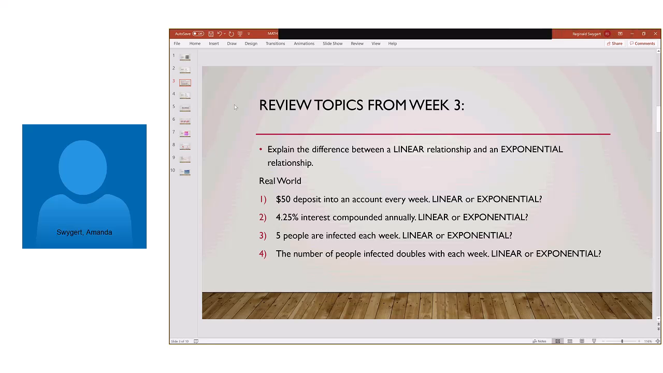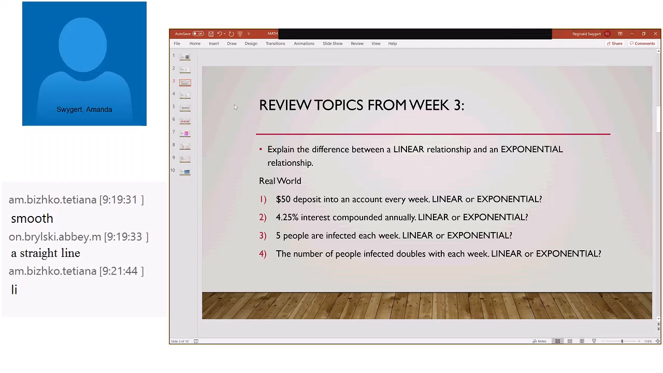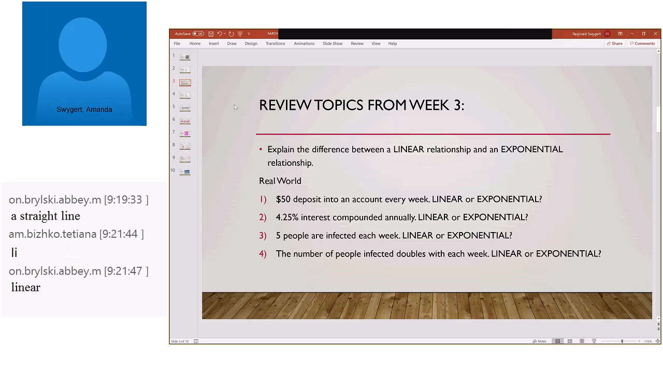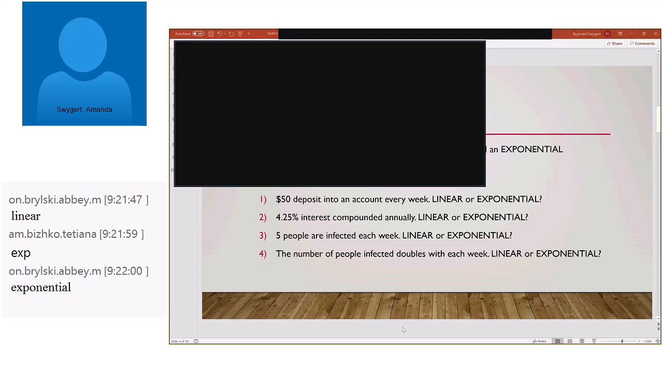How about 5 people are infected each week? Linear. Very good. Regardless of the number of people that are infected, this would be saying that you're going to add on 5 people to that list every single week. That's a constant change. How about the number of people infected doubles? Good, that's going to be exponential, okay? So with exponential, we talk about doubling, we talk about percentages.